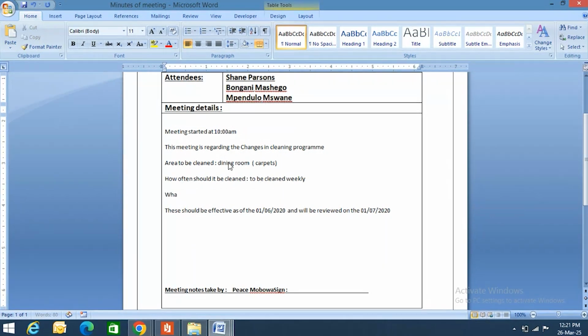What to be used to clean? What to be used to be cleaned? Carpet cleaner, and with vacuum cleaner.